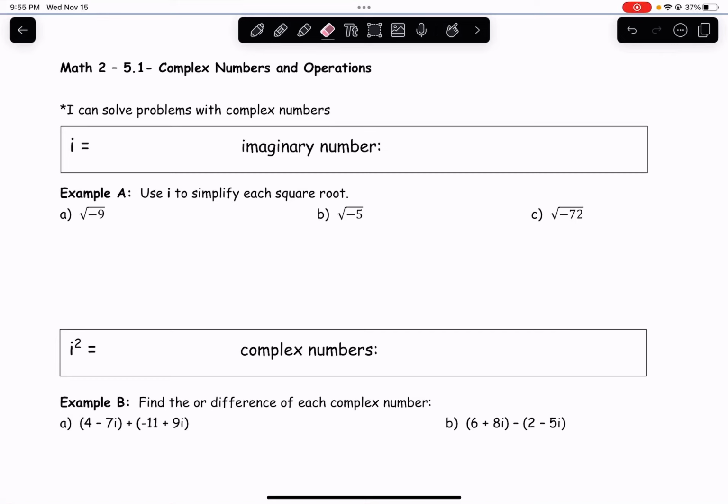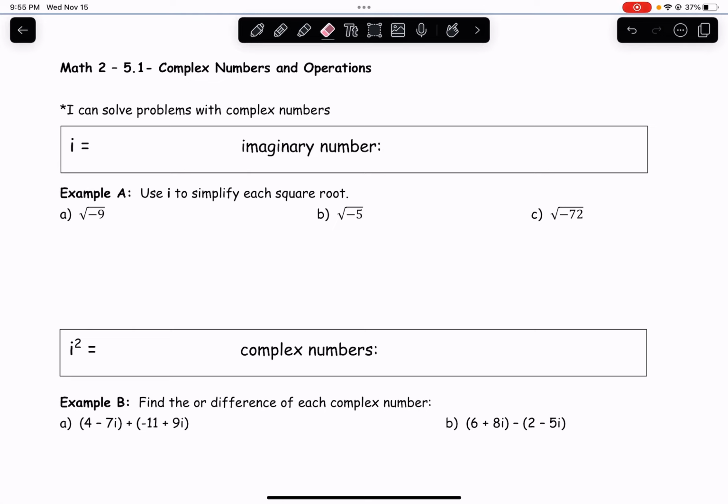Math 2 students. Today we are going to go over complex numbers and operations with complex numbers. So far, anytime you've encountered a square root with a negative under it, you've just been told that you can't take the square root of it, or there's no real solution, no real answer. Today we're going to actually talk about what we do and what we can get from taking the square root of a negative number. All right.